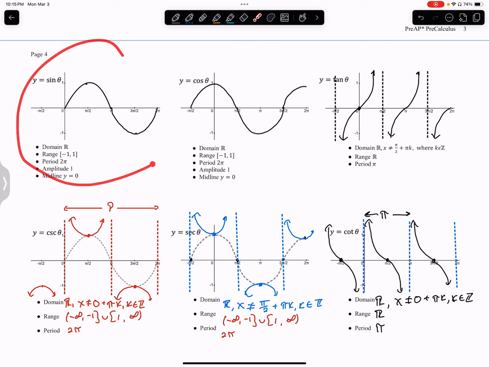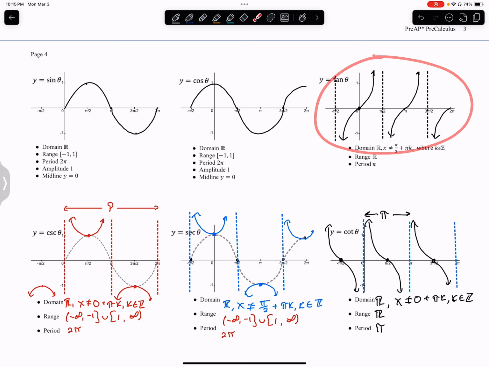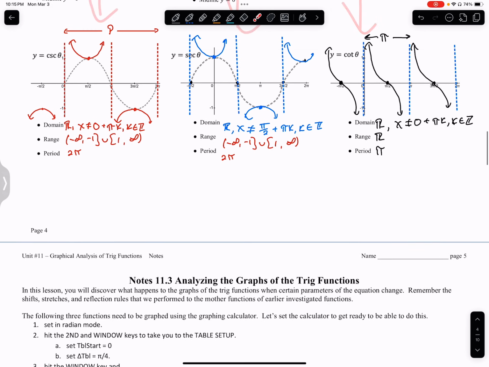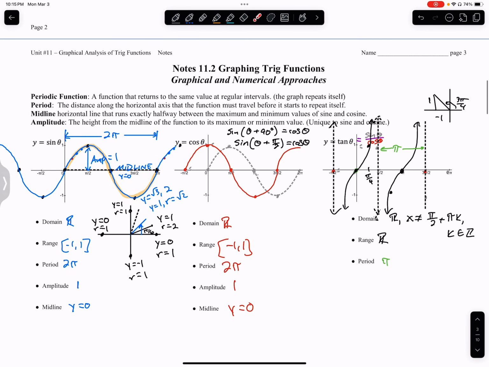So these are the 6 parent graphs. They are all based upon you knowing what sine is. Cosine is translated to the left, pi over 2 units. Tangent is dividing sine over cosine. Reciprocal, reciprocal, reciprocal. All right, that concludes 11.2.